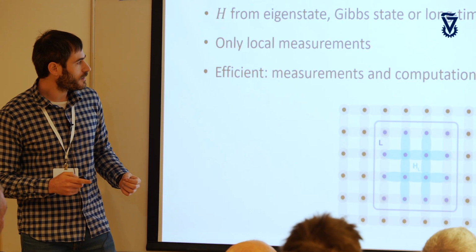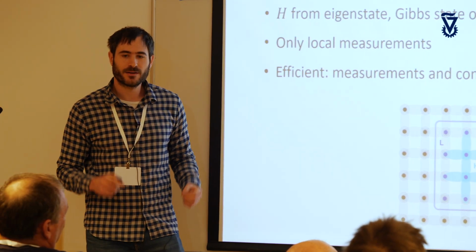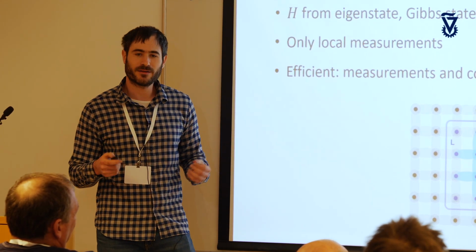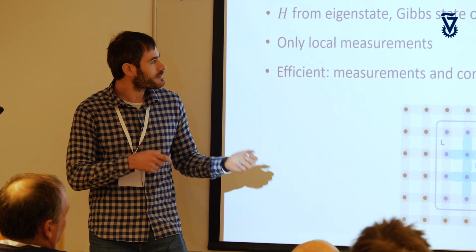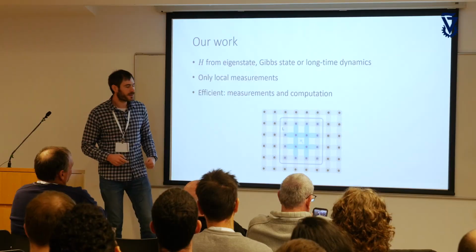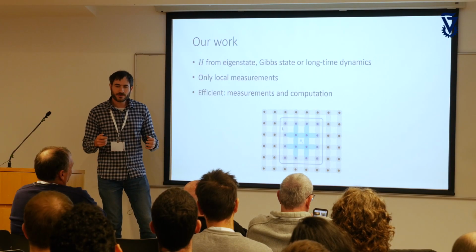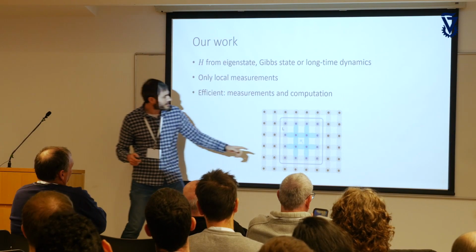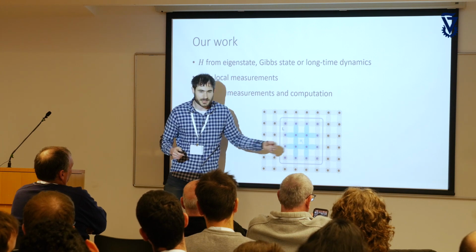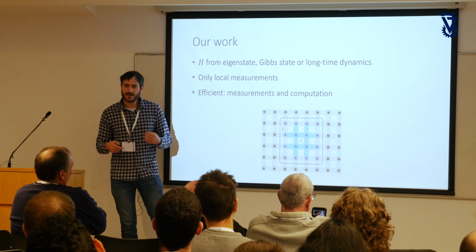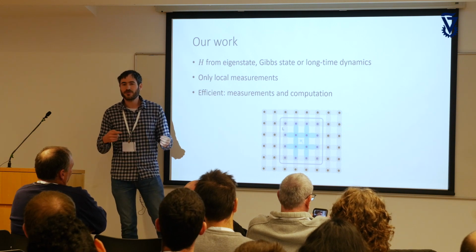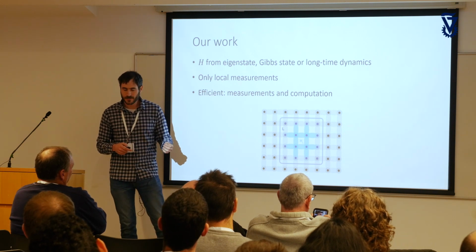Okay. So specifically, we propose an algorithm for recovering the Hamiltonian from a variety of steady states: eigenstates, Gibbs states, long-time dynamics. Our algorithm uses only local measurements, so it allows us to extract the Hamiltonian acting on a spatial patch using only measurements within that patch. And finally, it's efficient in terms of number of measurements and computation time.